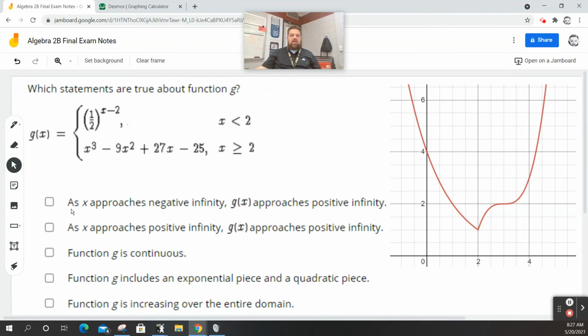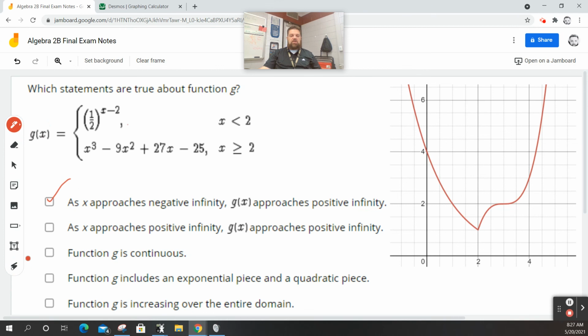Which ones are true? As x approaches negative infinity, g approaches positive infinity. So what they're saying is as we go this direction on the graph, in other words, when we go to the left, which way does this point? Well, it goes up, which is positive infinity.